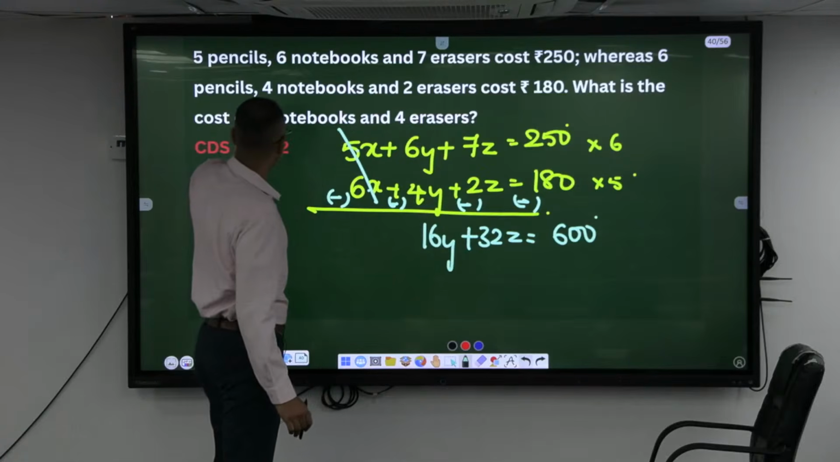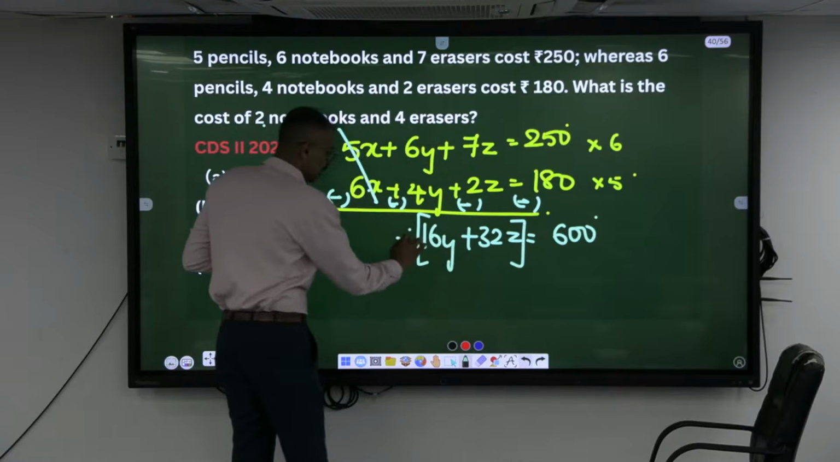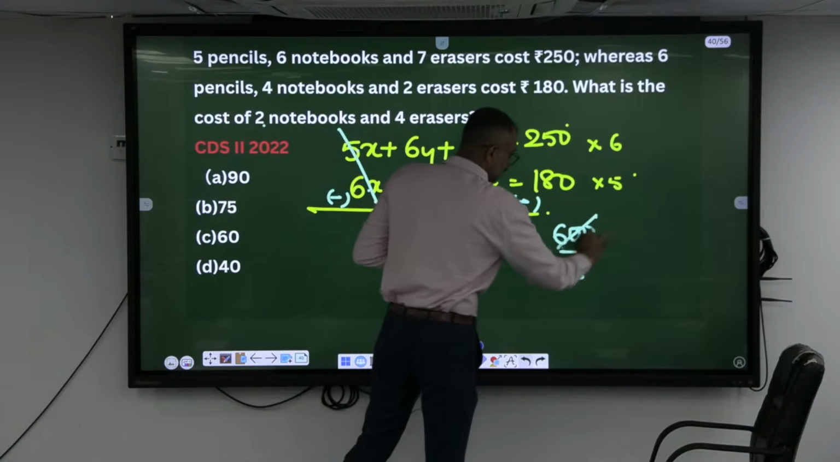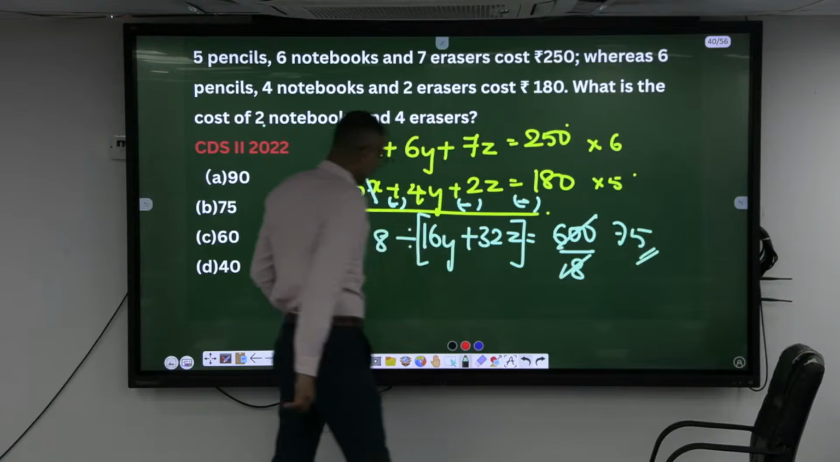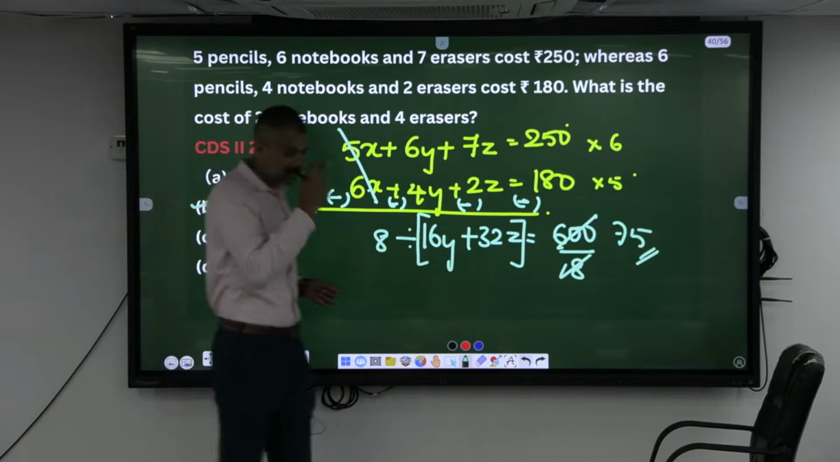Now he says 2 notebooks and 4 erasers. Divide by what? Divide by 8. This also gets divided by 8. 8 into how many times? 75. So 16 by 8, 32 by 8. Okay.